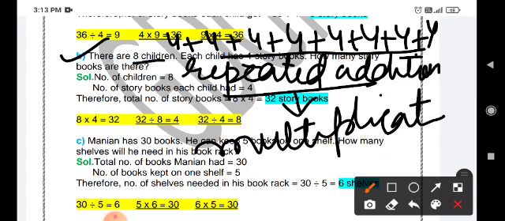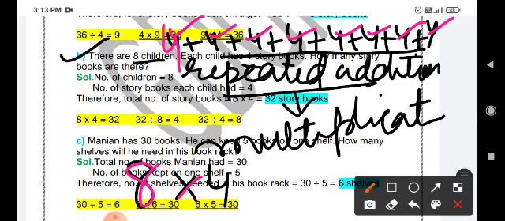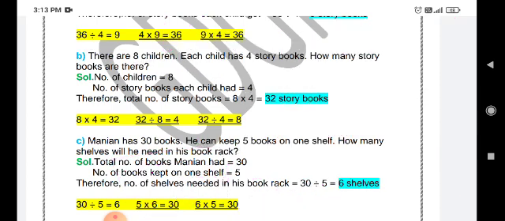So what to multiply? There are 8 children and each child has 4 storybooks, or you may say 4 how many times? 1, 2, 3, 4, 5, 6, 7, 8. This is 4, 8 times. So, 8 fours are 32. That means 32 storybooks are there if there are 8 children and each child has 4 storybooks. So, this is the multiplication fact we have obtained.